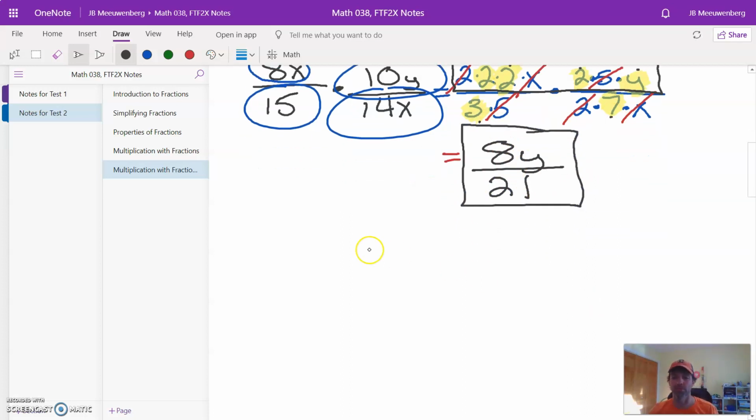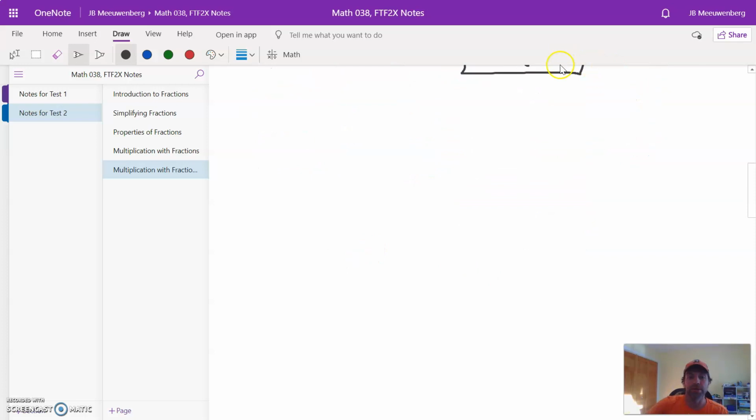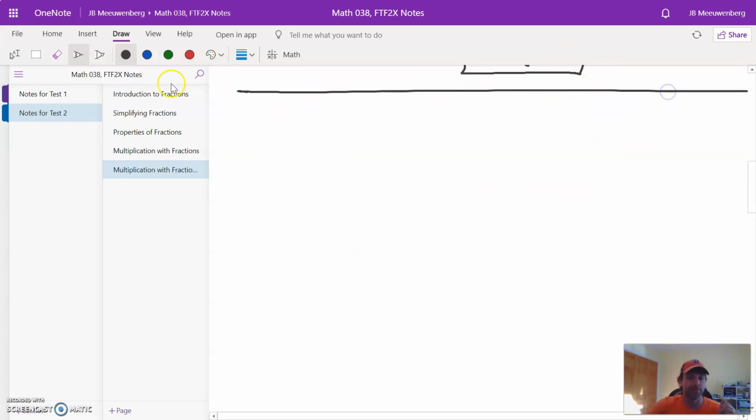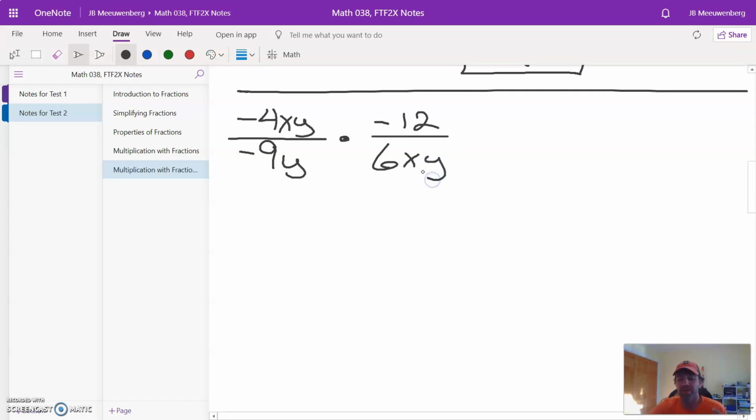So let's try one more. And this time I'm going to mix it up a little bit with some negatives. Negative 4xy over negative 9y, times negative 12 over 6xy. Now we haven't done any with negatives yet, but I want you to try it and see if you can figure out what to do. So give it a shot on your own. Pause the video, try it, and come back here.